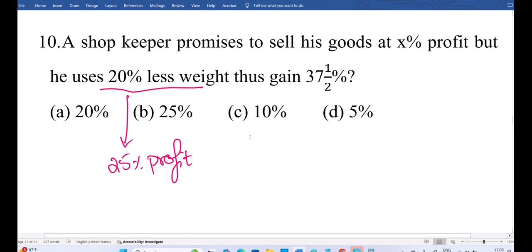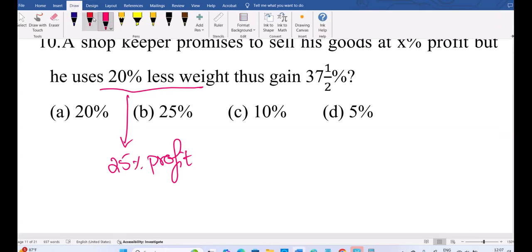If you want, you can note down that SP into 80 equals 100 into CP. Why 80, why CP? You should have that idea. Instead of 100 grams, they are giving 80 grams. Good. 10% is the correct answer, but how?